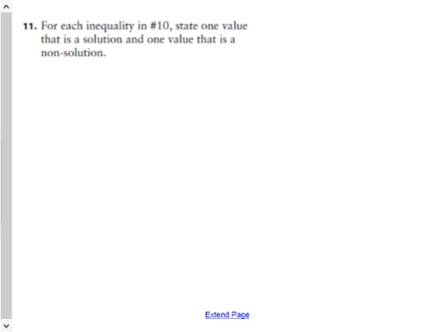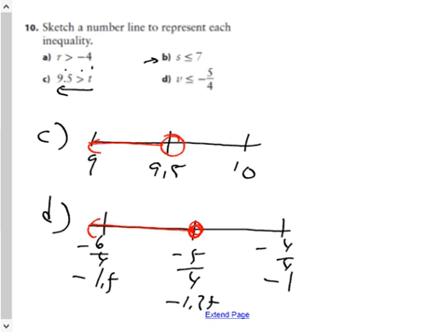For question 11, it says for each inequality in number 10, state one value that's a solution and one value that's not a solution. Well, we'll just look at C and D because they're the only ones I have left. So one value that could be a solution: in C, T could be 9. That could be 1. But T cannot equal 10. That would be a value it can't be.